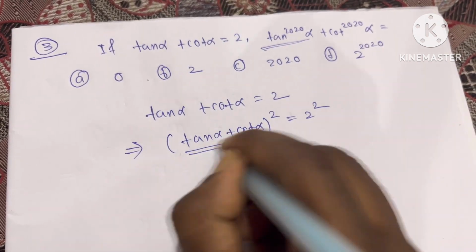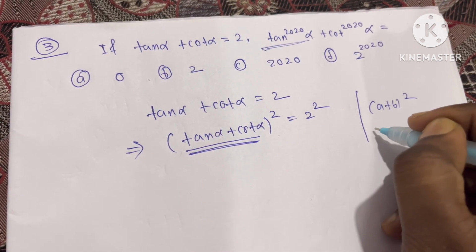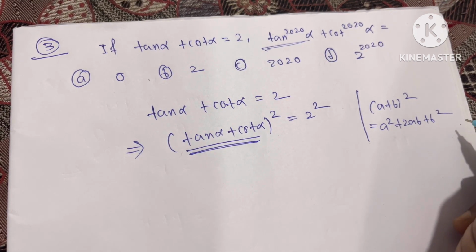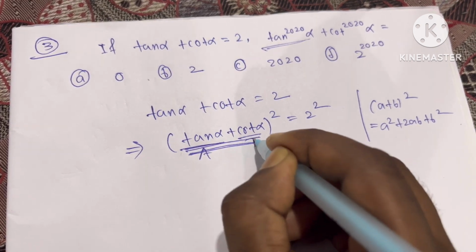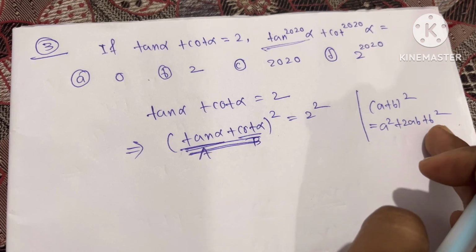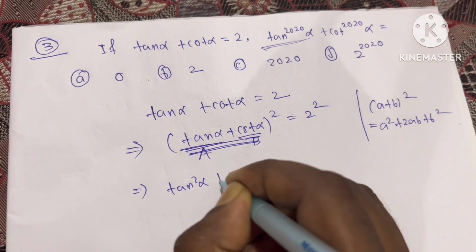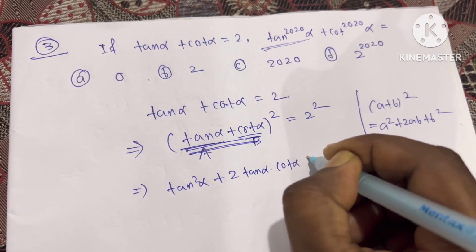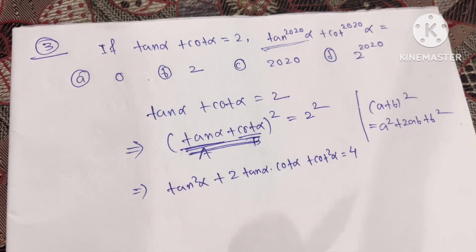Now see your left-hand side. This is in the form of a plus b whole square. A plus b whole square means a square plus 2ab plus b square. Yes or no? So this is the value of a, and this is the value of b. So I can expand this by using the formula a plus b whole square. That means I can write tan square alpha plus 2 into tan alpha into cot alpha plus cot square alpha is equal to 2 to the 2, which is 4. Yes or no?